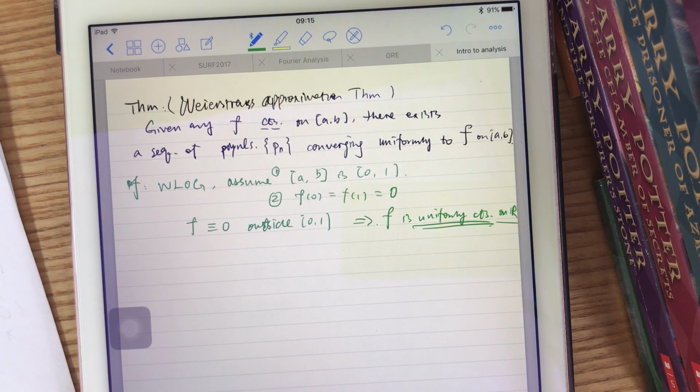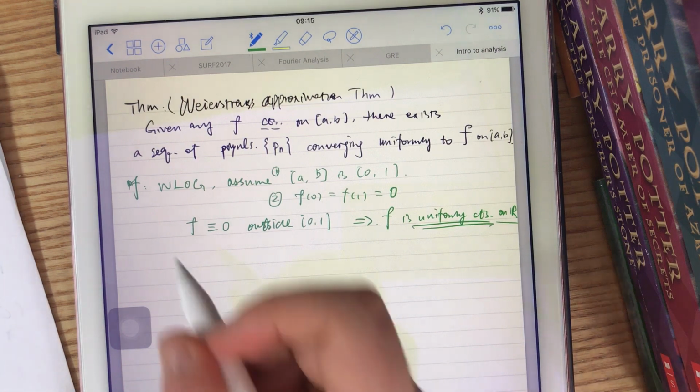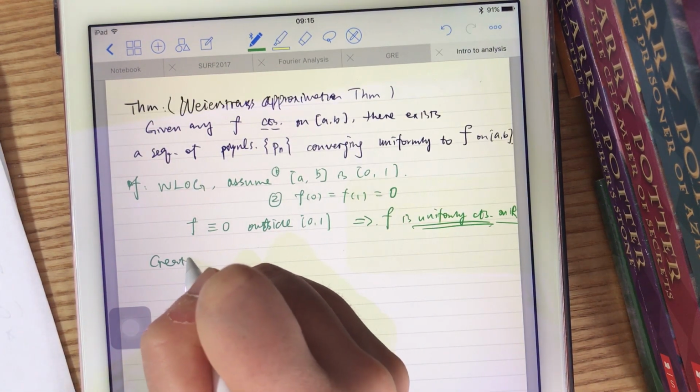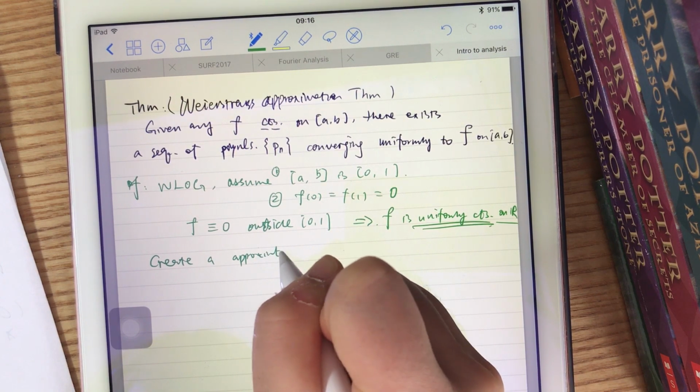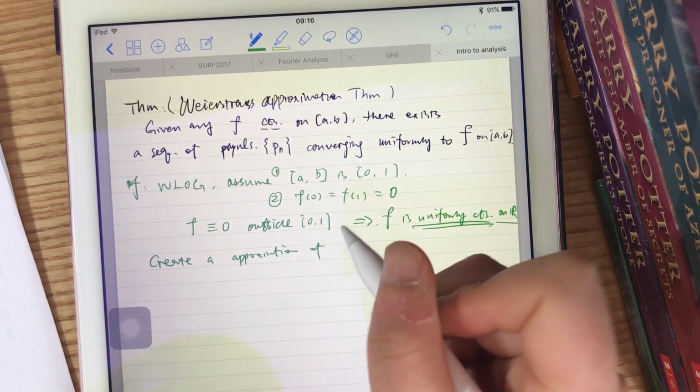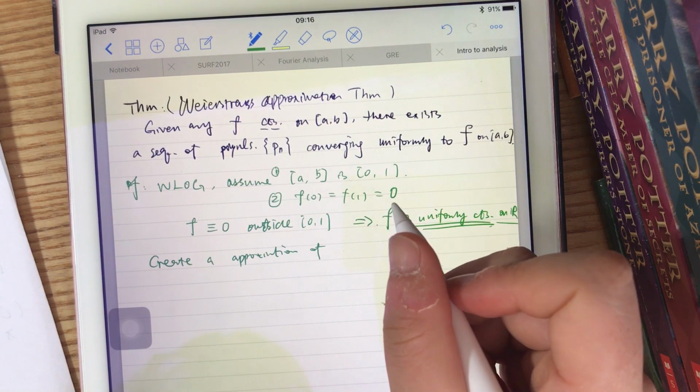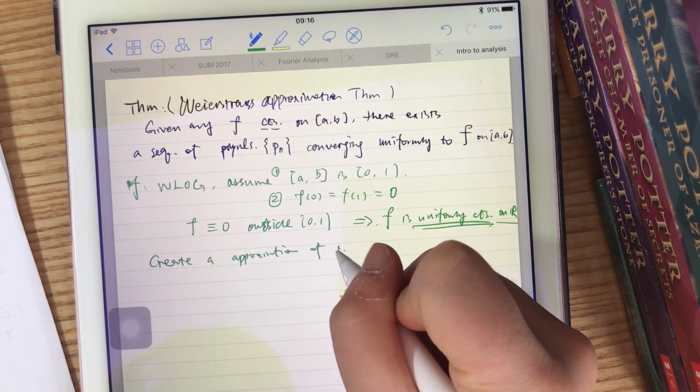So now what we are going to do, we are trying to approximate f, right? So in fact, the problem is now transformed into: we want to create an approximation of the identity. Why did we do that? What is the approximation of the identity?